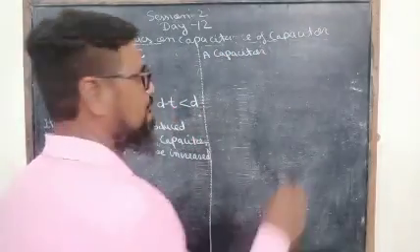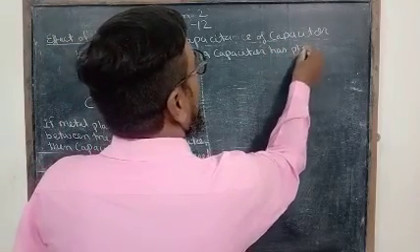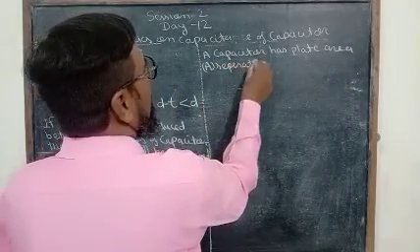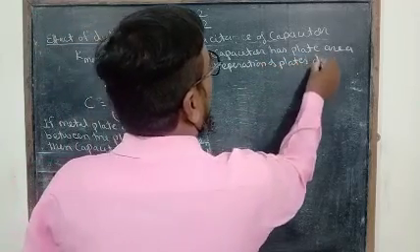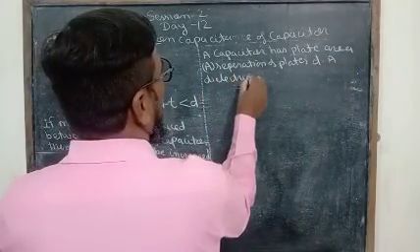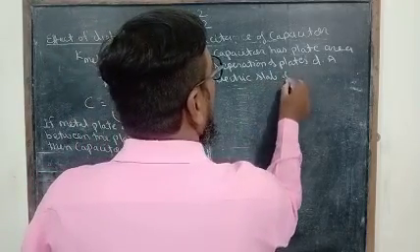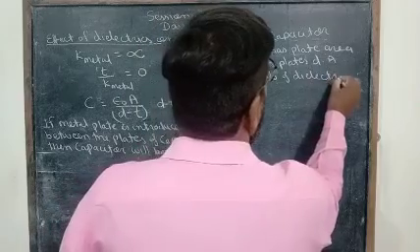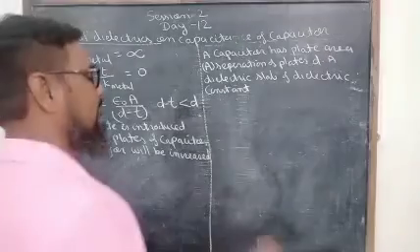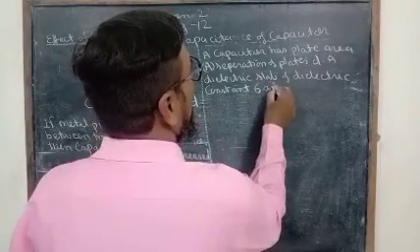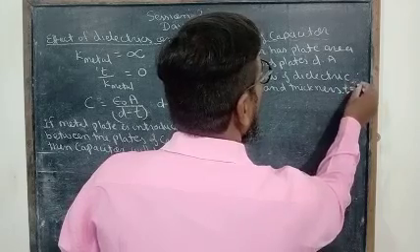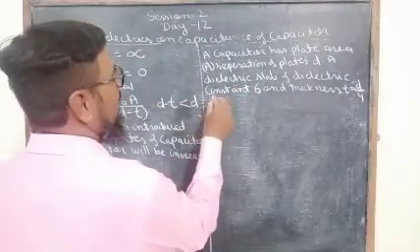A capacitor has plate area A and separation of plates D. A dielectric slab of dielectric constant 6 and thickness T is equal to D by 4 is introduced between the plates.